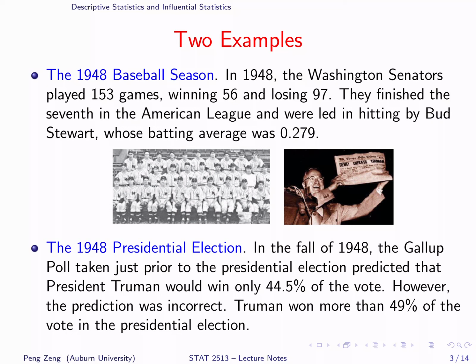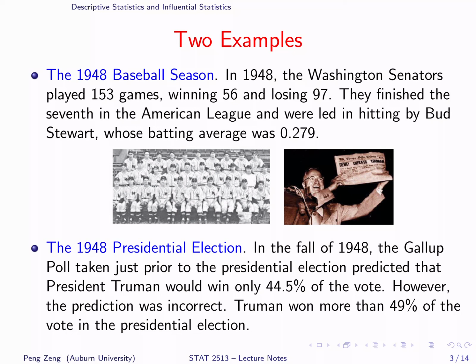Those numbers are calculated from some raw data. Those numbers give us a clear picture about the performance of the team in one season without referring to the messy raw data. This is an example of descriptive statistics. Its focus is summarizing.